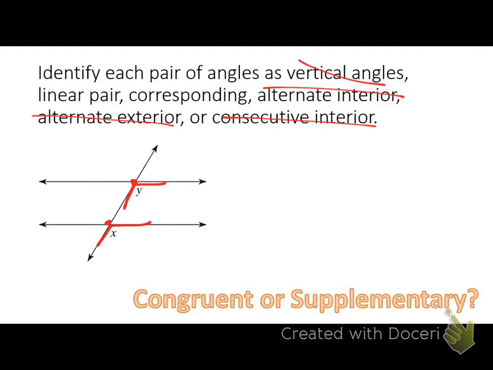Linear pair would have to have a wall between them. Are they a linear pair? No. So corresponding would be in the same spot. Y is in the bottom right, is X in the bottom right? Yes, so corresponding, and it is congruent.